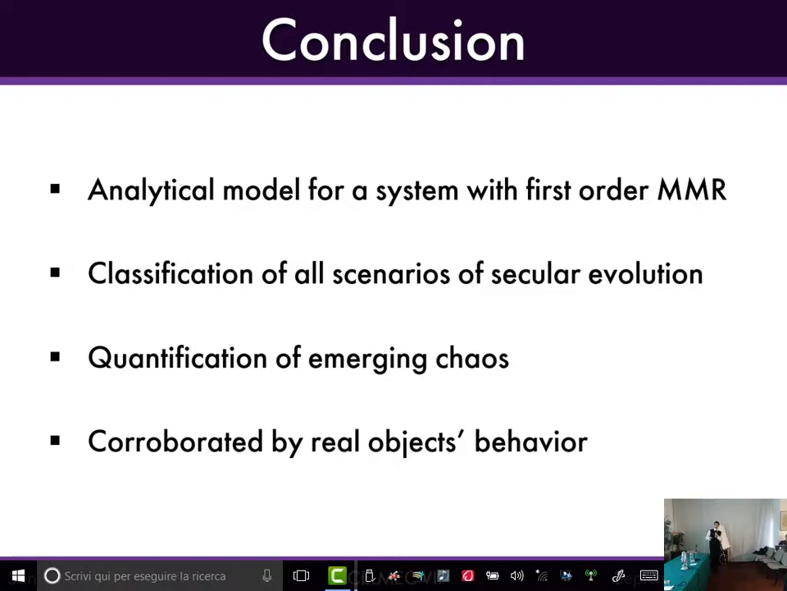And all of the conclusions were corroborated by a series of numerical simulations that first validate the applicability of our model to real objects, and also confirm the significance of the second order approximation, or the second order term that we introduced, because there are really some objects in the Kuiper belt that live in this part of the phase plane.